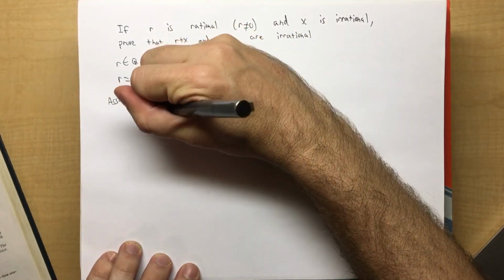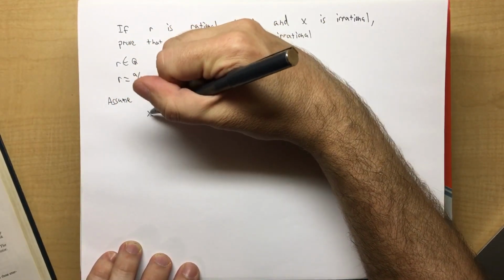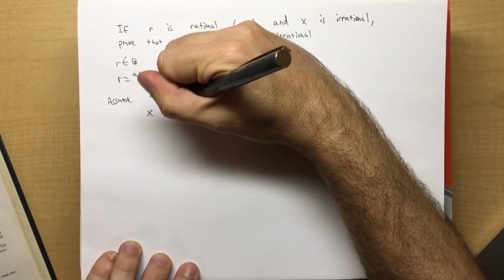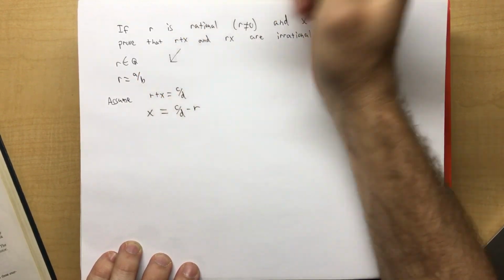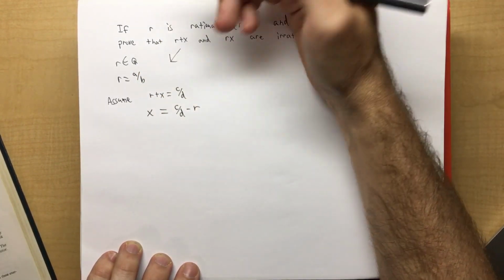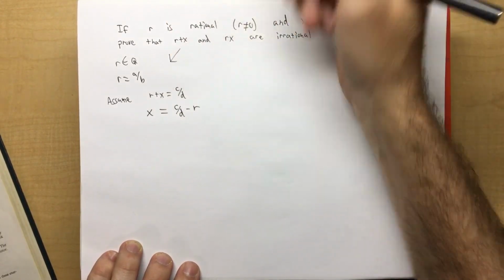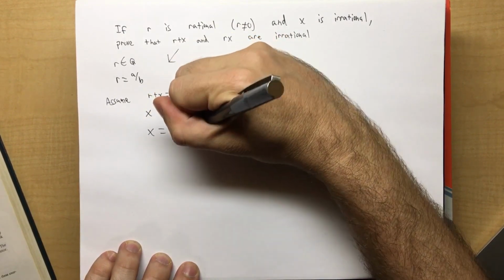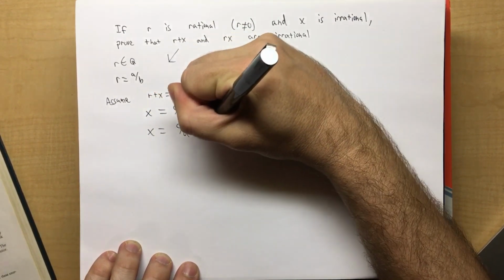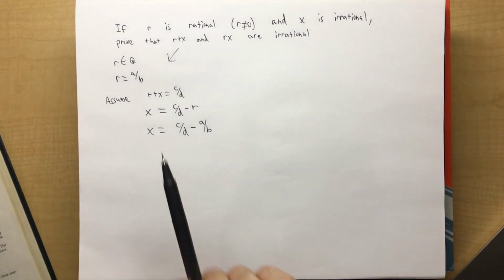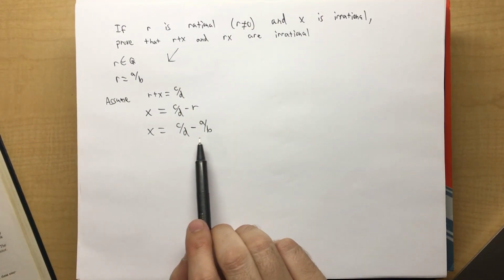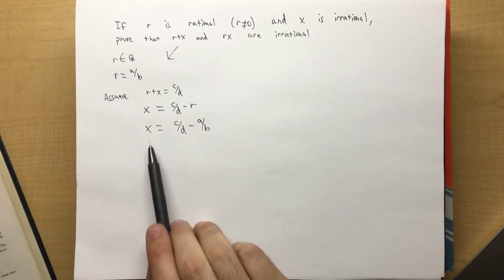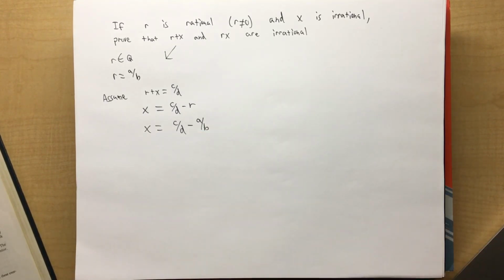Then what we're going to do is take the irrational number, put it on the left, and put all the rationals on the right. So c over d minus r. And r is nothing but a over b, so we're just going to use replacement and do x is c over d minus a over b. So you can see right away that this is a rational number, right? And this right here is an irrational number. So we already have a contradiction without working too far.